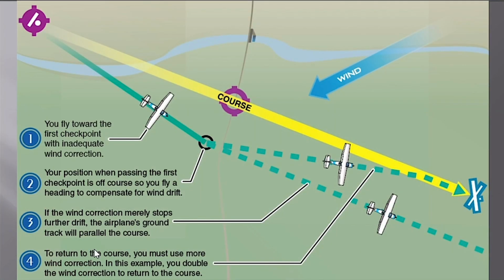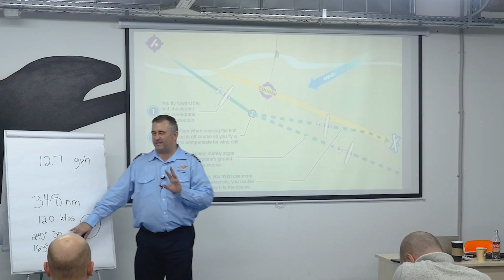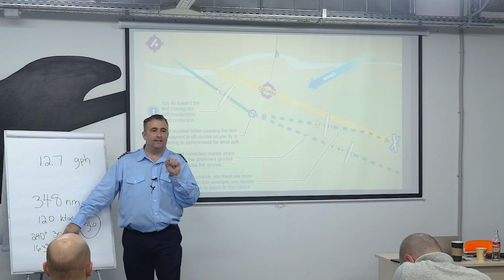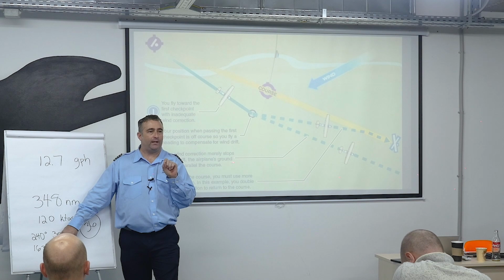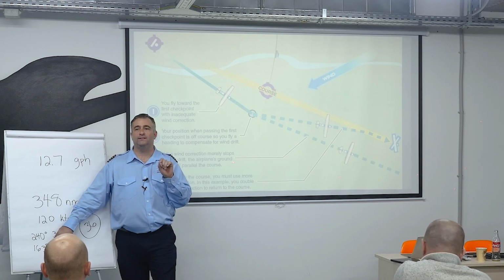Now, let's say I want to fly from one area to another, okay? I'm flying towards the first checkpoint with an inadequate wind correction. We made this initial kind of slice at the flight plan using forecasted winds aloft.